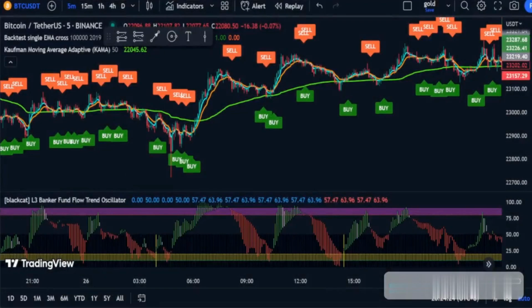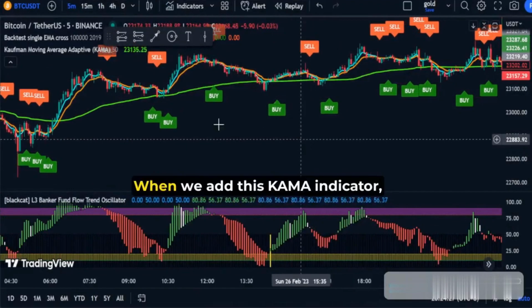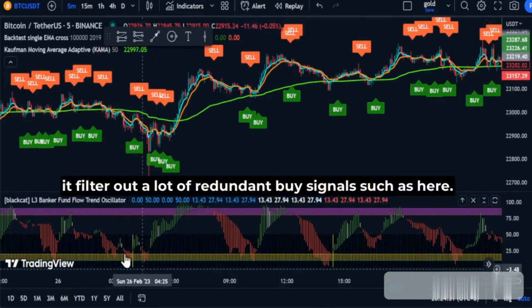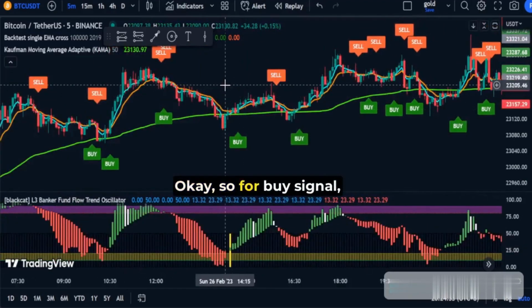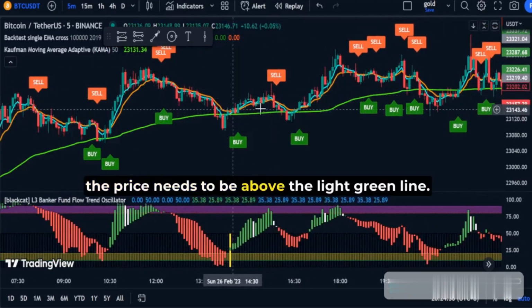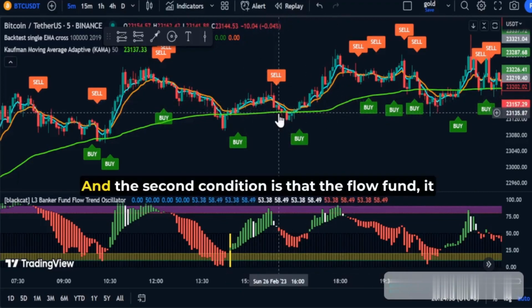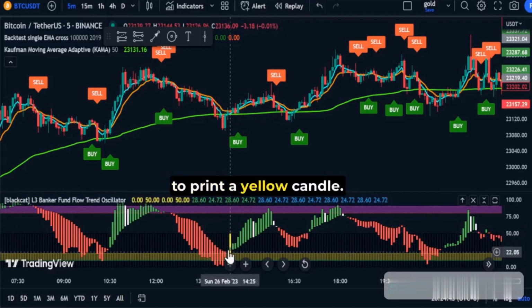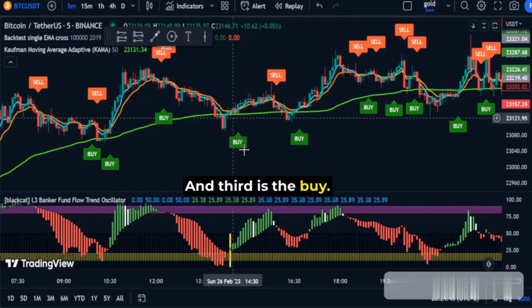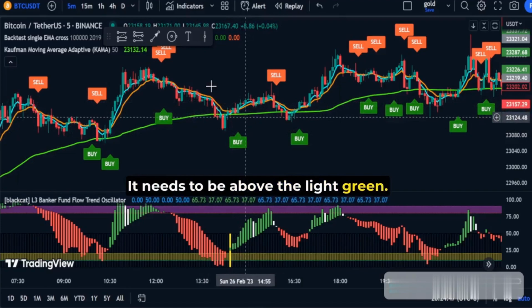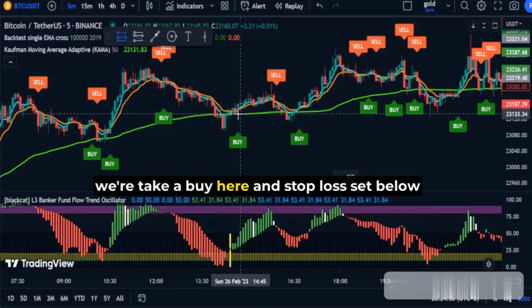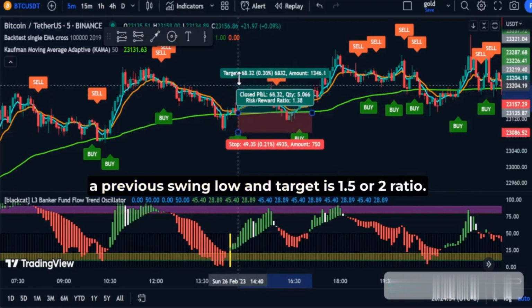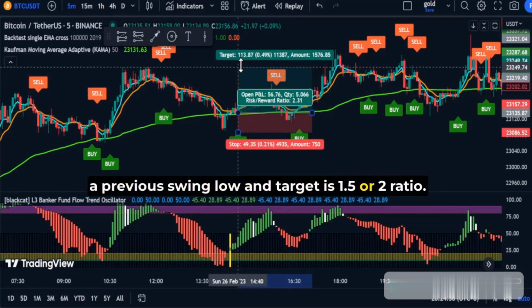Okay, now let's take a buy signal. When we add this KAMA indicator, it filters out a lot of redundant buy signals such as here. Okay, so for the buy signal, the price needs to be above the light green line, and the second condition is that the fund flow needs to print a yellow candle, and third is the buy needs to be above the light green. Now we'll take a buy here, and stop loss set below a previous swing low, and target is 1.5 or 2 ratio.